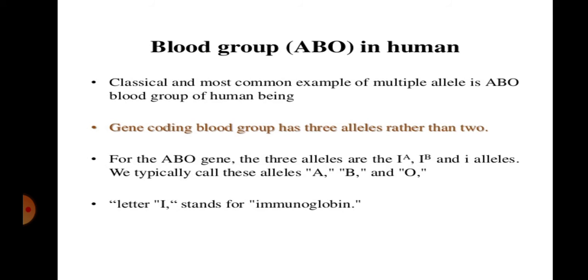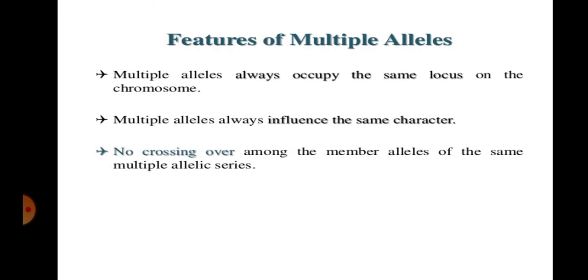The ABO blood group in humans is an example of multiple allelism. The classical and most common example of multiple alleles is the ABO blood group of human beings. The gene coding blood group has 3 alleles rather than 2. For the ABO gene, the 3 alleles are IA, IB, and i. We typically call these alleles A, B, and O. The letter I stands for immunoglobulin.